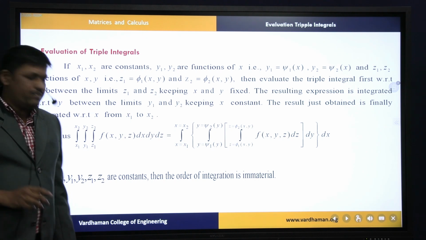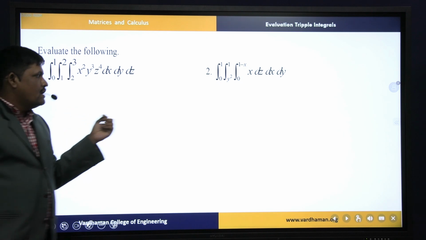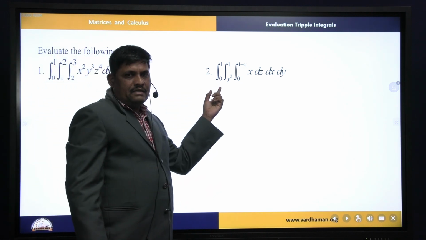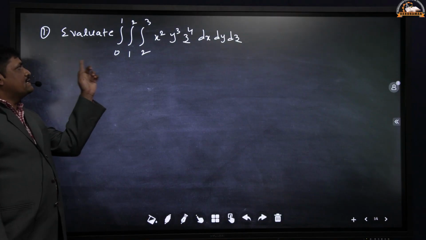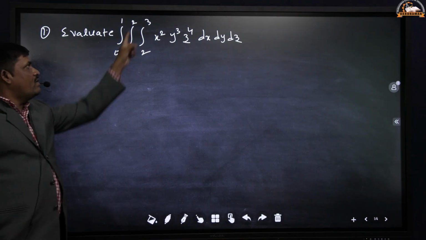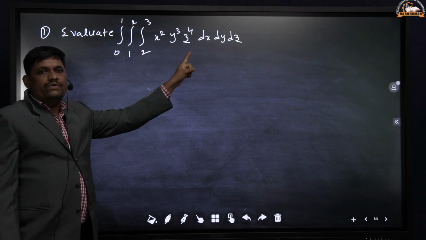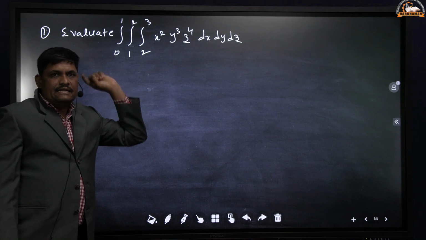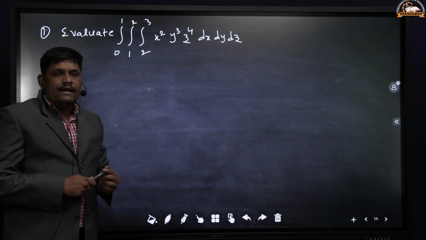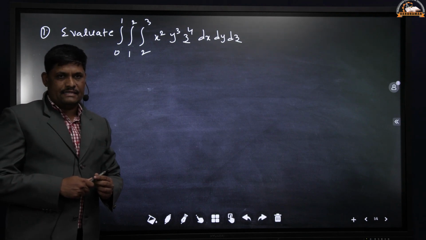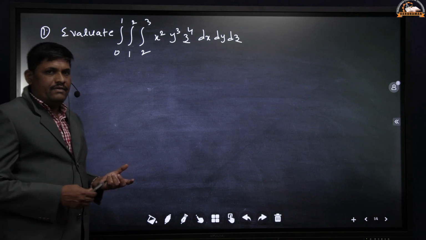I am solving two types of problems. One is where all limits are constant. Another is where some limits are constant and the remaining are in variables. Problem 1. Evaluate the integral 0 to 1, integral 1 to 2, integral 2 to 3, x square y cube z power 4 dx dy dz. By seeing this, it is an evaluation of a triple integral and all limits are constants. So the choice is yours. Whatever order you want to take, x, y, z is your choice.